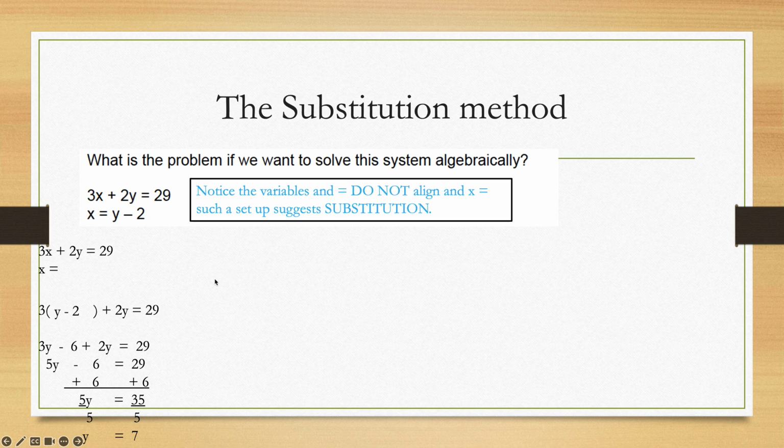Now I have an equation that looks just like the equations we've been doing for 6 lessons now. Distributing the 3y minus 6 plus 2y, that's a same side, same operation situation. 5y minus 6 is 29, add 6 to both sides, 5y is 35, dividing by 5, y is 7. And then just like before, you're going to go back and get the other variable, in this case x. And the really cool thing about substitution is it's usually incredibly simple to find the other variable. Substituting in a 7 for y, 7 minus 2 is 5.